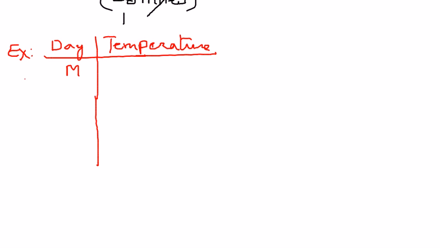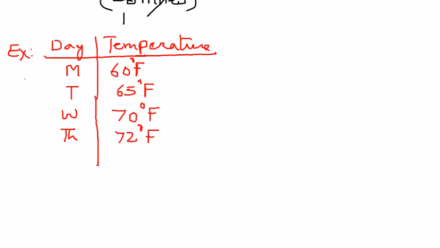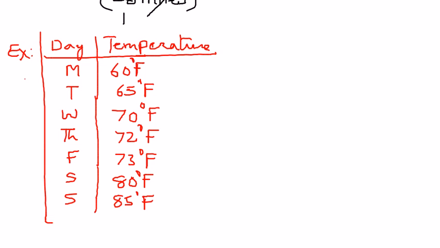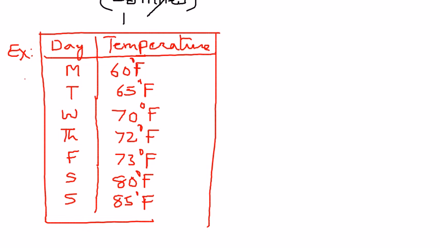Monday, it was 60 degrees Fahrenheit. Tuesday, it was 65 degrees Fahrenheit. Wednesday, it was 70 degrees Fahrenheit. Thursday, it was 72 degrees Fahrenheit. Friday, it was 73 degrees Fahrenheit. Saturday, it was 80 degrees Fahrenheit. And Sunday, it was 85 degrees Fahrenheit. This is the temperature recorded for 7 days.